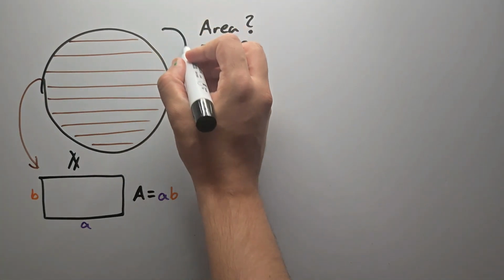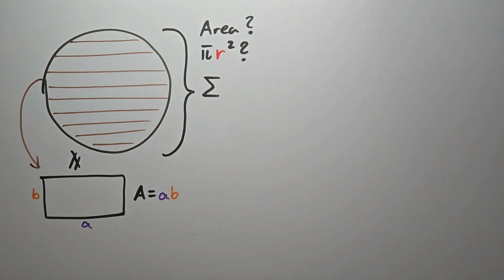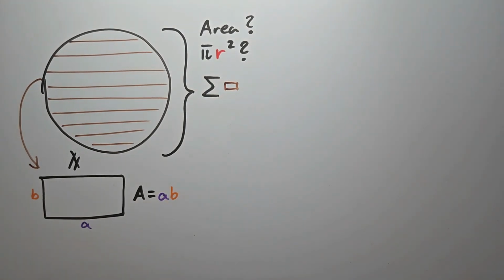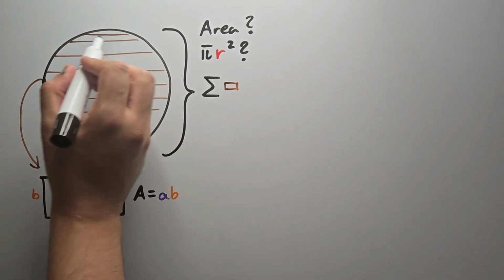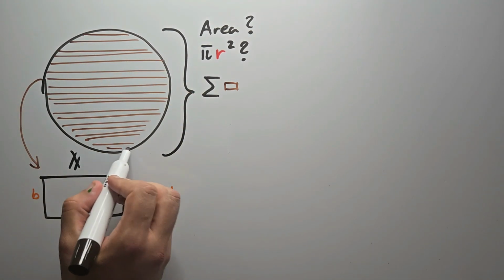Each of these segments can be approximated as a rectangle, and since we can find the area of a rectangle, we can add up the areas of all of these rectangles to approximate the area of our circle. And if we were to cut up our circle even more finely, our approximation would be better.